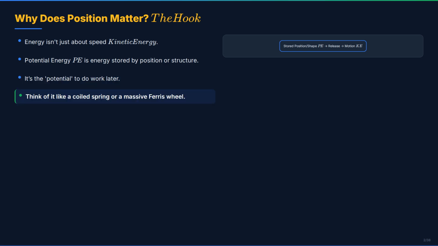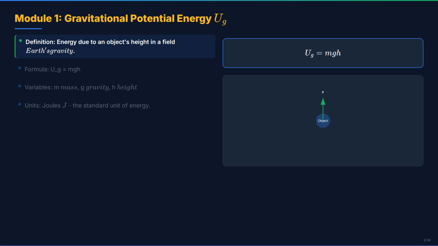These stored forms of energy are what dictate the motion we see in the real world, from roller coasters to jumping. When we talk about gravitational potential energy, we are simply asking, how much energy is stored just because this object has mass and height? The formula is incredibly straightforward. U_g equals mass times gravity, 9.8 meters per second squared, times the height.